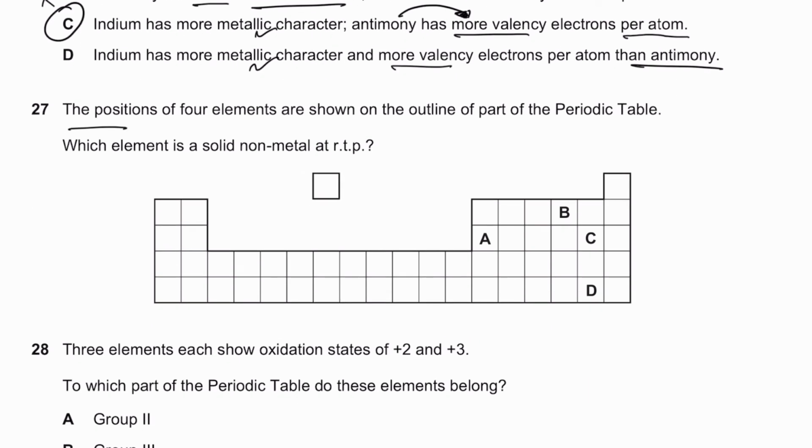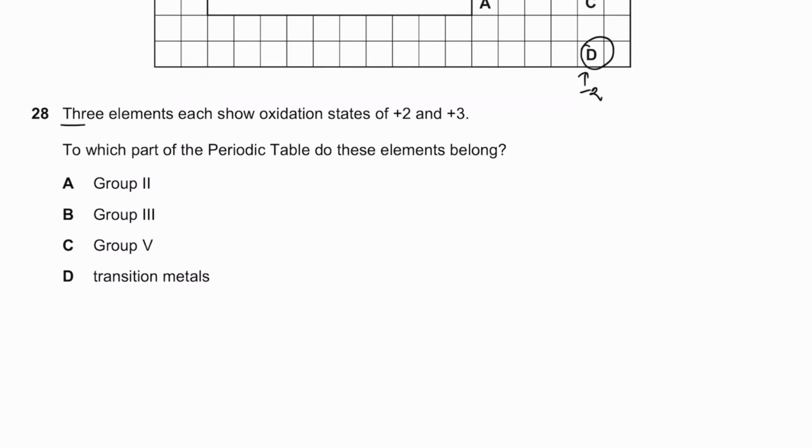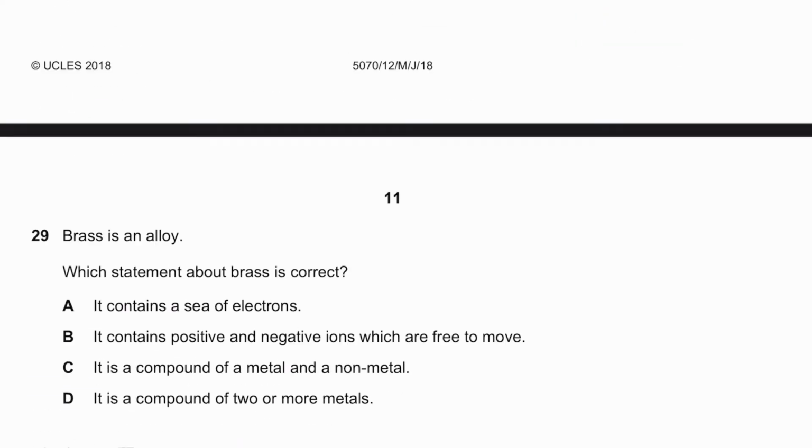The positions of 4 elements are shown in outline in the periodic table. Which element is a solid non-metal? It is obviously going to be this right here, which is iodine, because this is going to be group 3, 4, 5, 6, 7, 8. 3 elements each show oxidation states of +2 and +3. To which part of the periodic table do these elements belong? So this is variable oxidation states, meaning it's a transition metal.